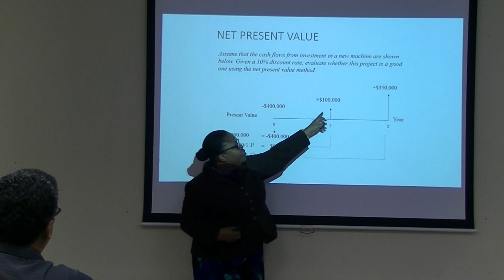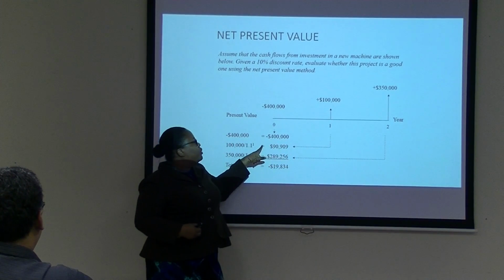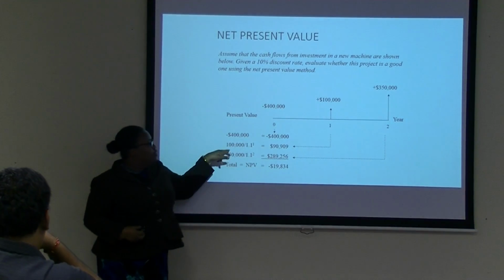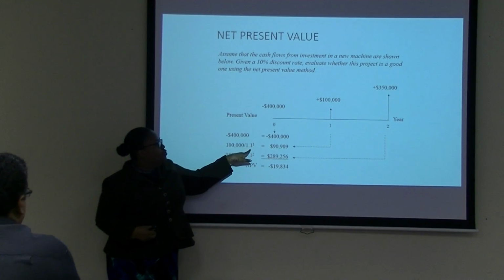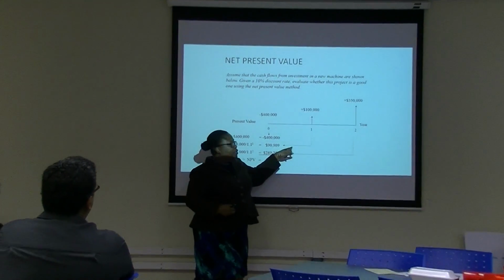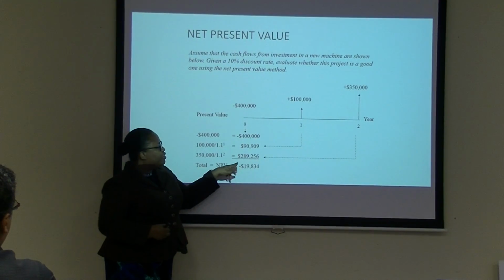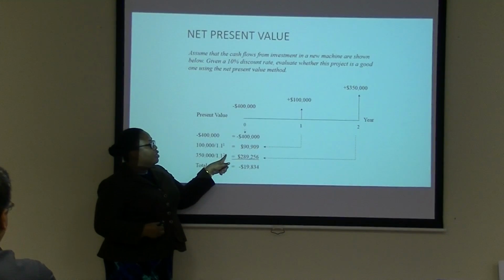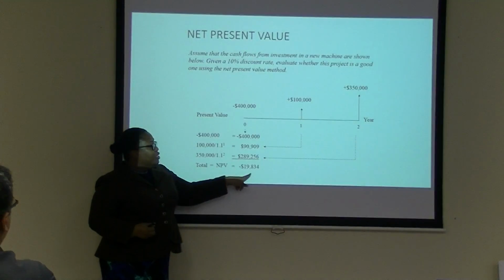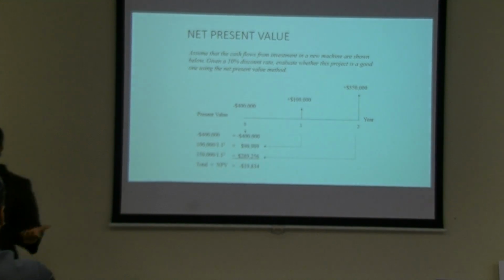Then at the end of year one, they get $100,000. We have to find the present value of that. Our discount rate is 10%, so 100,000 over 1.1, and that is about $90,000. And in year 2, $350,000 equates to this, where it is now raised to the power 2. And unfortunately, this project is a bad project because it's a negative NPV project.